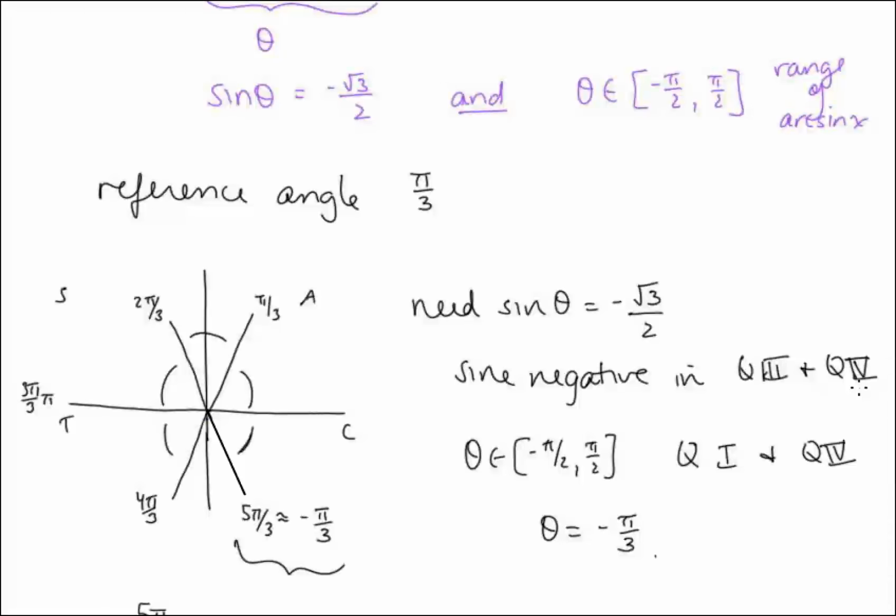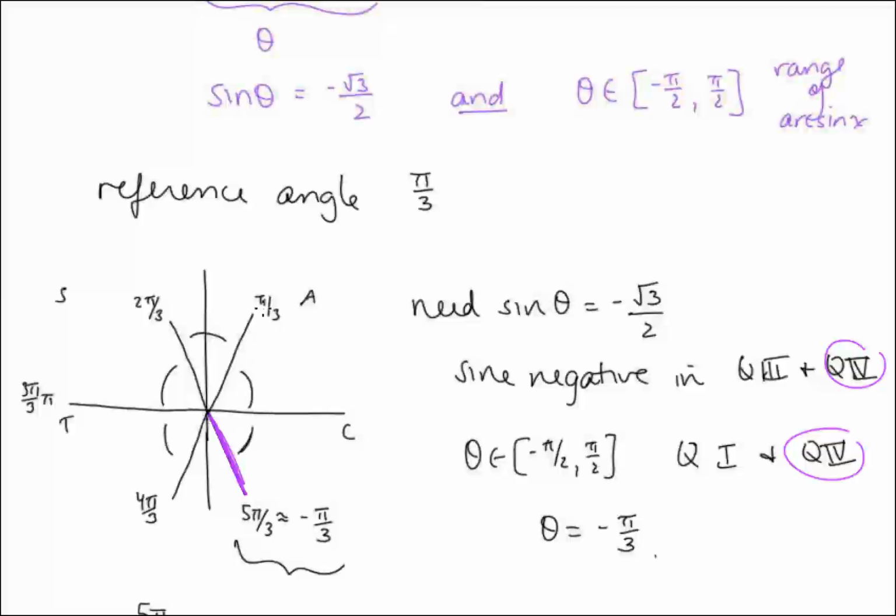Quadrants 3 and 4. Also, we know that theta must be in the interval negative pi over 2 to pi over 2. That is represented by quadrants 1 and 4. So we know that theta must be in quadrants 1 or 4. Now, we know that theta must have both of these properties, so it must be that theta is in quadrant 4. And the angle that we're looking for is here.